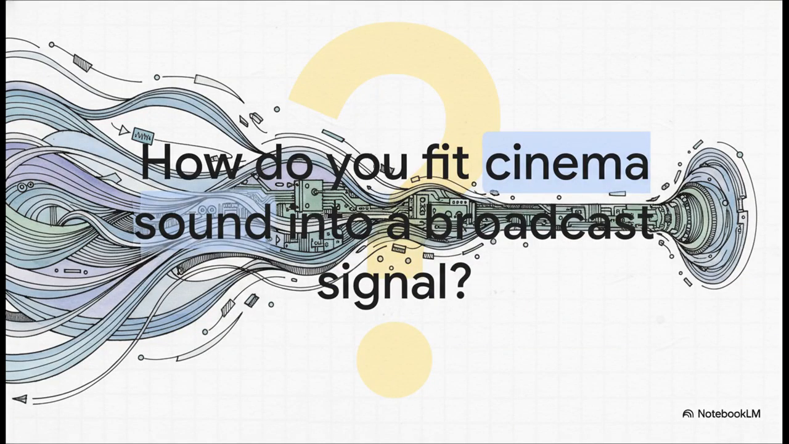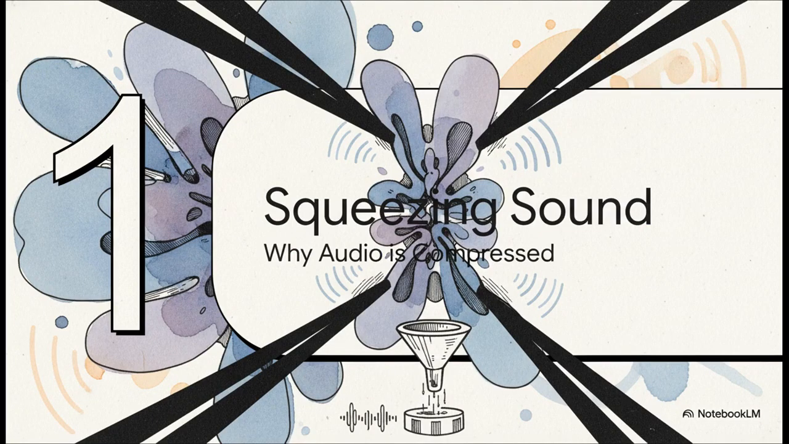So yeah, that really is the big question, isn't it? How do you take that huge, rich, immersive sound, the kind you get in a cinema, and somehow squeeze it into the tiny little pipe that is a broadcast signal? This is the fundamental challenge, the puzzle that audio engineers have to solve every single day. And really, it all boils down to one thing: space. You've only got so much room in the pipe.